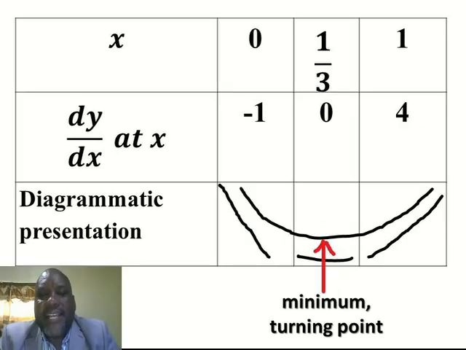We find that the dy/dx at 0 is negative 1, the dy/dx at a third is 0, and the dy/dx at 1 is 4. When you sketch the curve and represent it diagrammatically, you'll find that the curve will drop, become constant, then start rising again. So this one is a minimum.